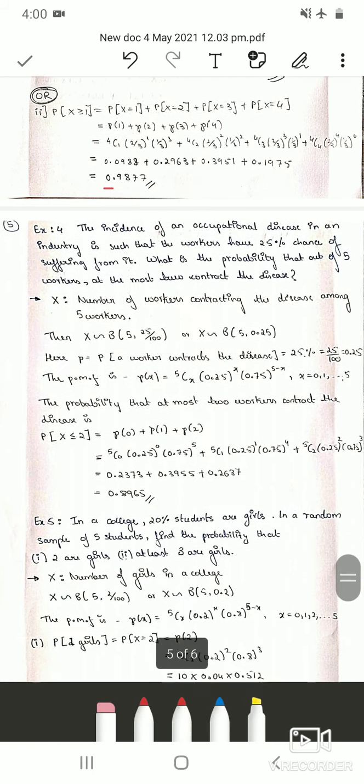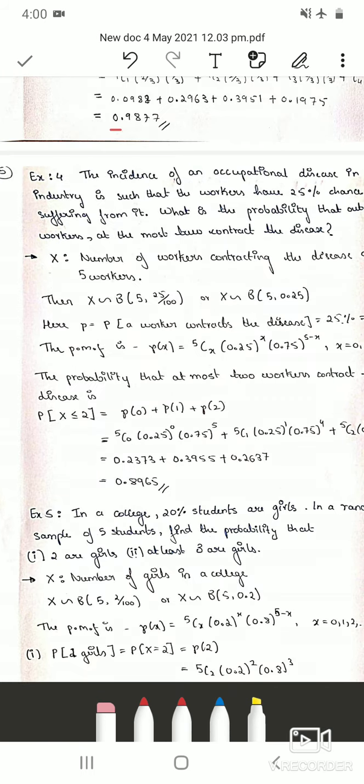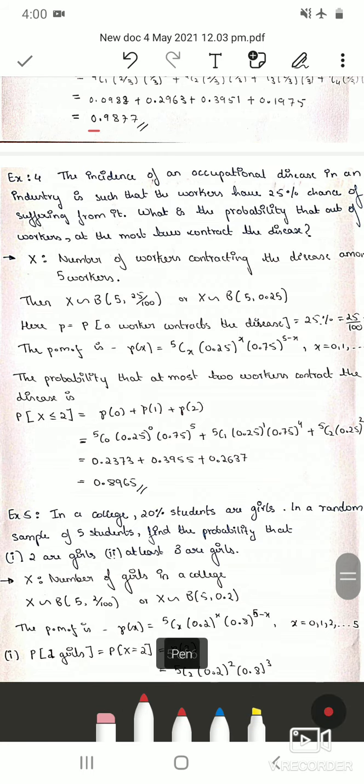So let us see the fourth problem. The question is, the incidence of an occupational disease in an industry is such that the workers have a 25% chance of suffering from it. What is the probability that out of 5 workers, at the most 2 contract the disease? So you can see the real life example of binomial distribution. This is one example where binomial distribution is used when n is small.